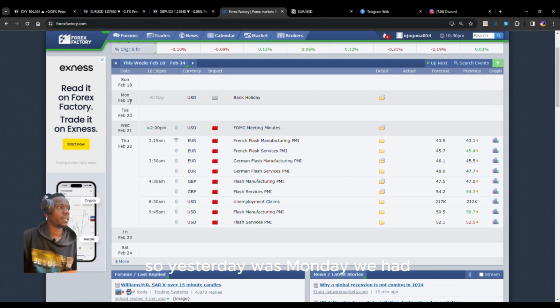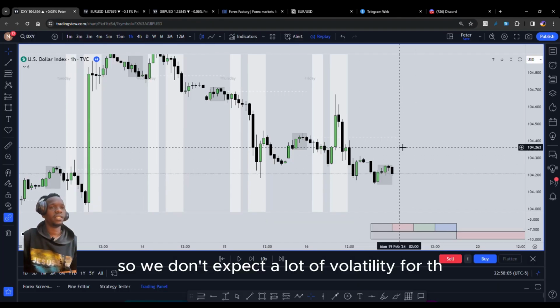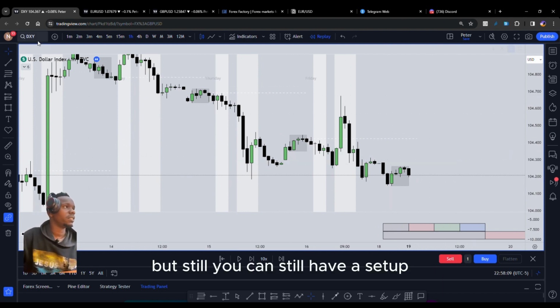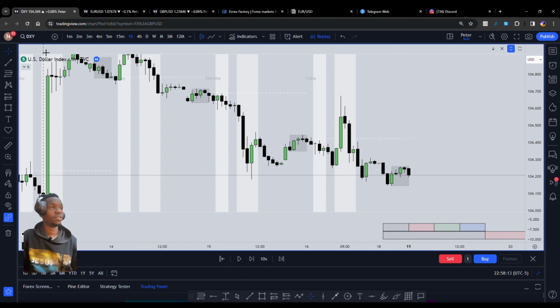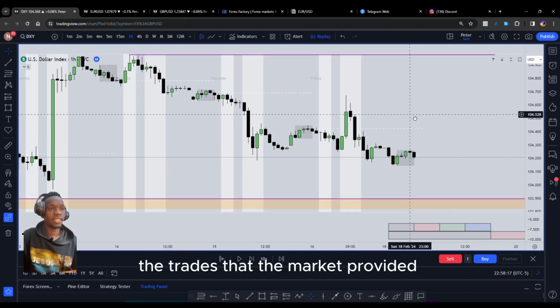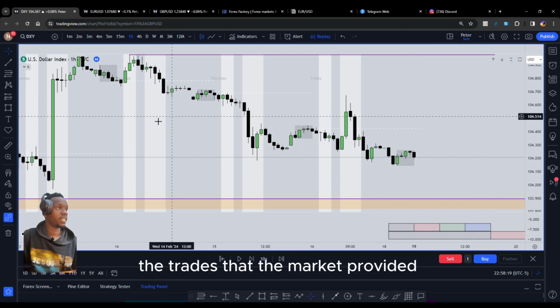Yesterday was Monday. We had a US bank holiday, so we don't expect a lot of volatility for the US dollar pairs. We can still have a setup, but there will not be volatility. So we are just here looking at the trades that the market provided.